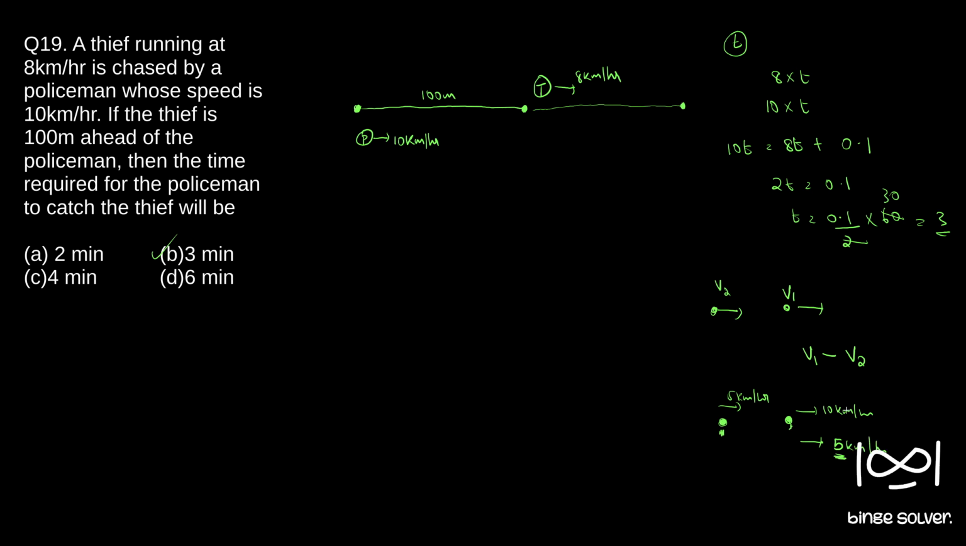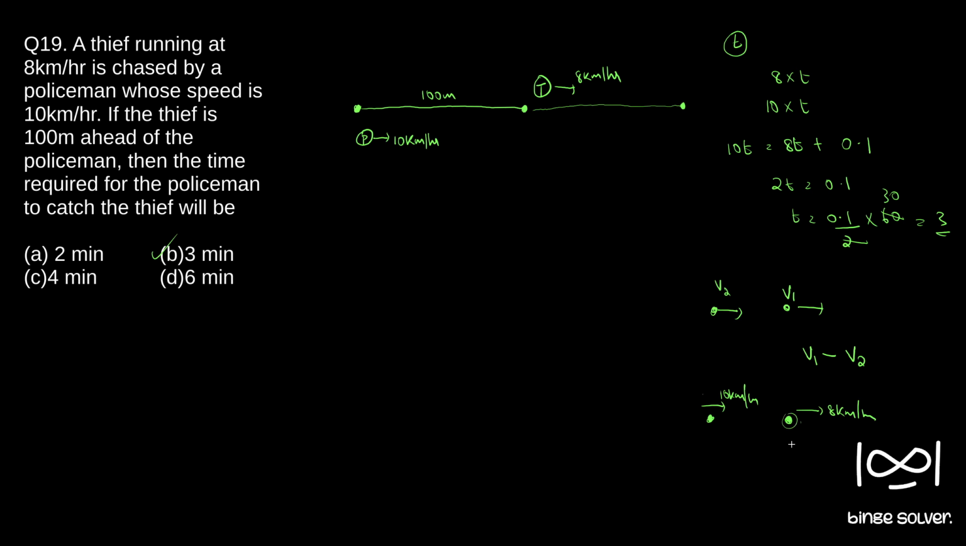What is this 5? The difference between these 2. Now in our example, the speeds are given as the thief running at 8 km per hour and the policeman running at 10 km per hour. So after each hour, the policeman will find that he is 2 km closer to the thief.